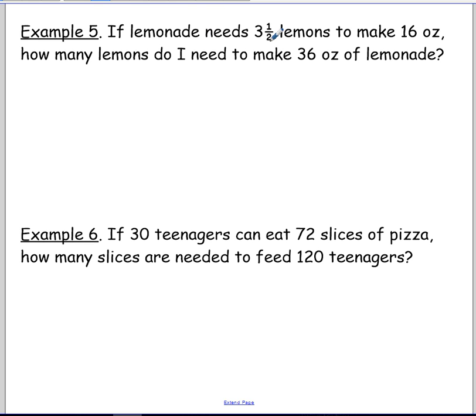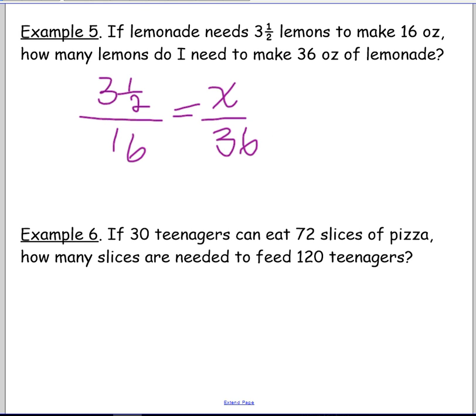If lemonade needs 3½ lemons to make 16 ounces, how many lemons do I need to make 36 ounces? So if we use our proportion just the way they come in order, we have 3½ is to 16 ounces as how many lemons? So that was our numerator, so we'll put our x on top, is to 36 ounces of lemonade. So there's our proportion that we can solve.